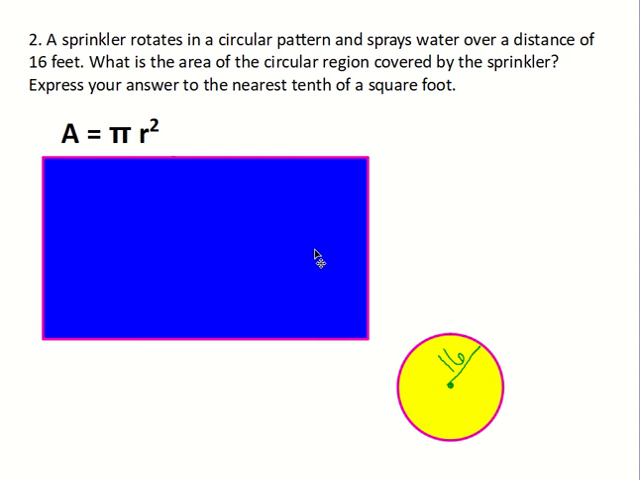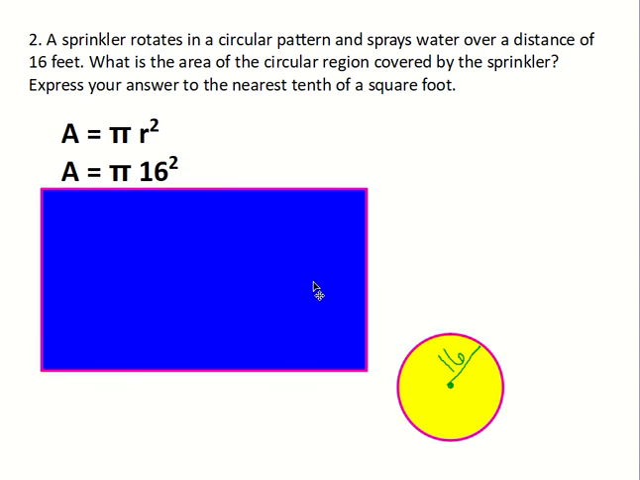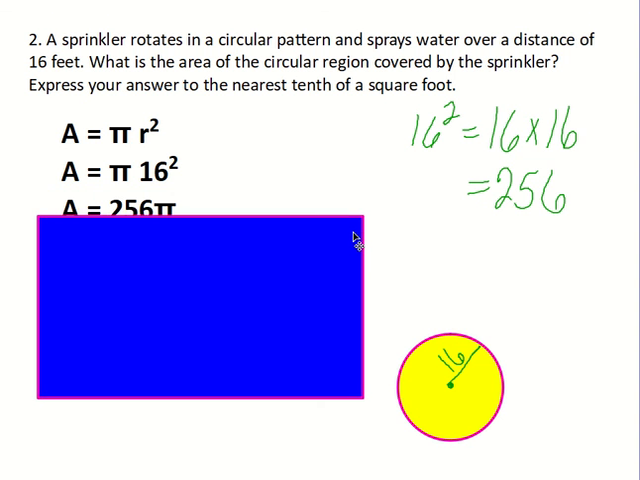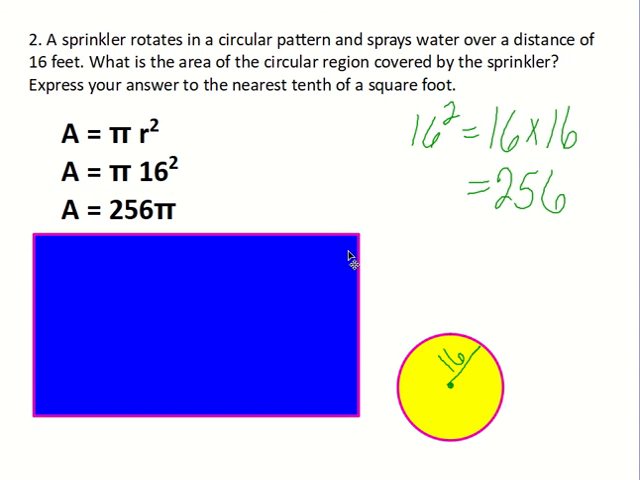We're going to substitute in 16 for the radius. So A equals pi times 16 squared. And then we have to do our calculation. 16 squared, which again means 16 times 16. When we multiply 16 times 16, you get 256. So we're going to replace 16 squared with 256. So that's the exact answer in terms of pi. So the area is 256 times pi.